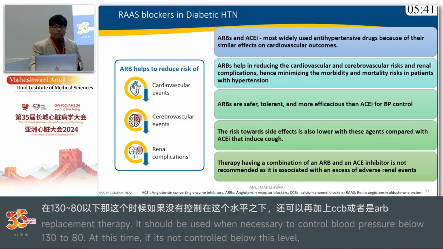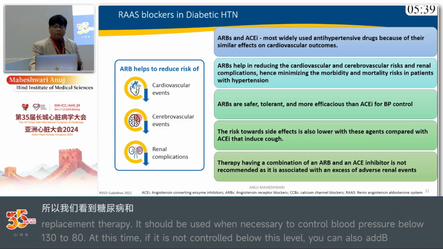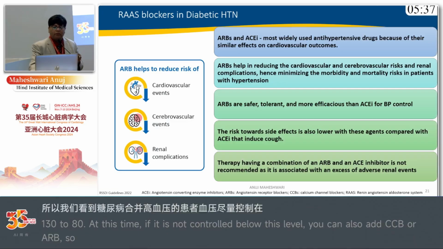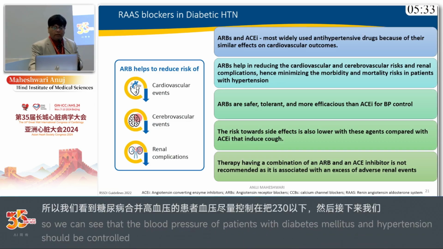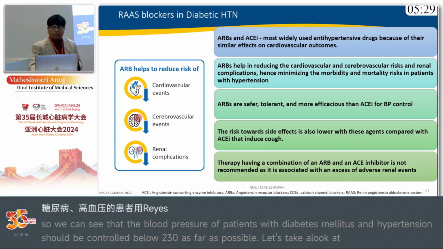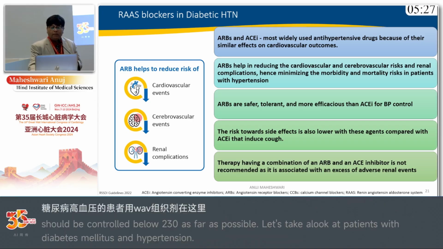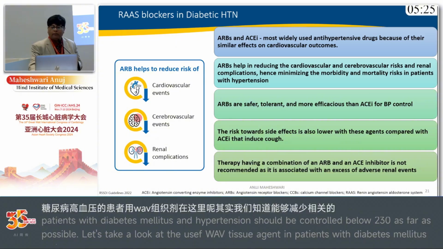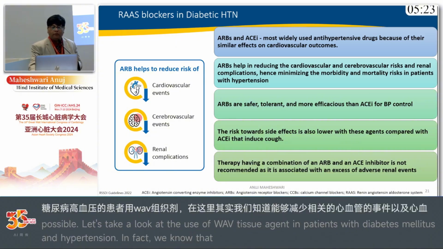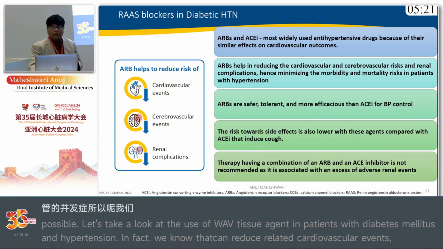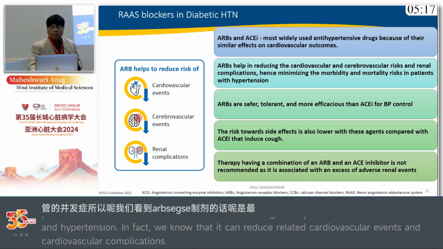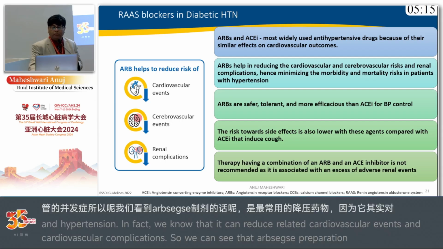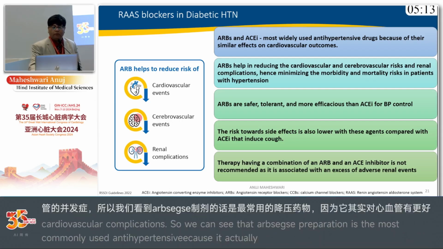Now come over to the RAS blocker status in patients with diabetic hypertension. Of course, they help in reducing cardiovascular events, cerebrovascular events and renal complications. ARBs and ACE inhibitors are the most widely used antihypertensive drugs because of their similar effects on CV outcome. ARBs help in reducing cardiovascular and cerebrovascular risk and renal complications, therefore minimizing the morbidity and mortality risk in patients with hypertension.